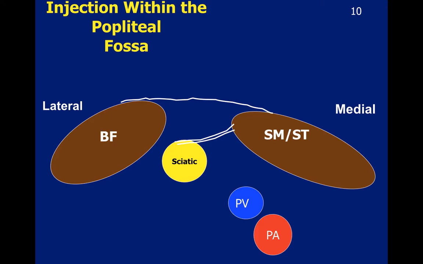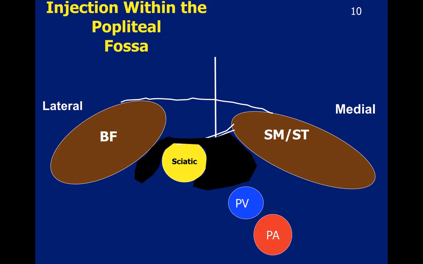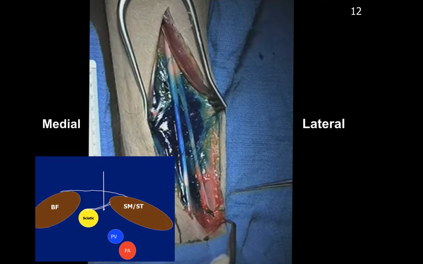This diagram shows the needle position and subsequent distribution of methylene blue dye when the injecting needle is positioned 1/2 centimeter medial to the superficial border of the sciatic nerve. In this fresh cadaver image, we see the distribution of methylene blue dye after a 30 ml injection 0.5 centimeters medial to the superficial border of the sciatic nerve, immediately proximal to its division into the tibial and peroneal nerves, as shown in the inset diagram.